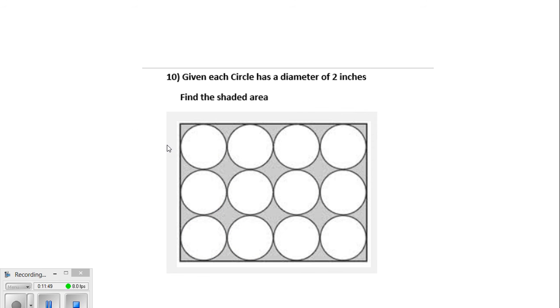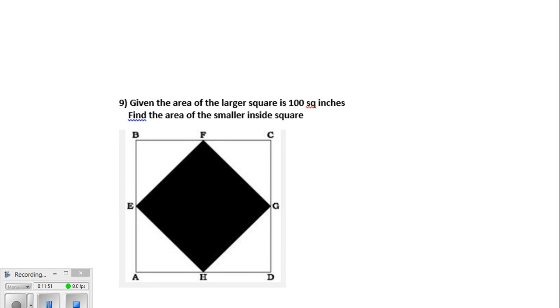A couple more for you to think about. You should be able to find that and justify that the area in black is half the area of the whole thing. Interestingly enough.